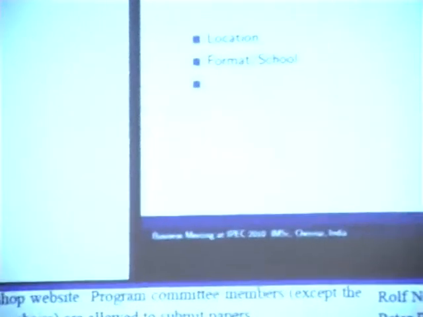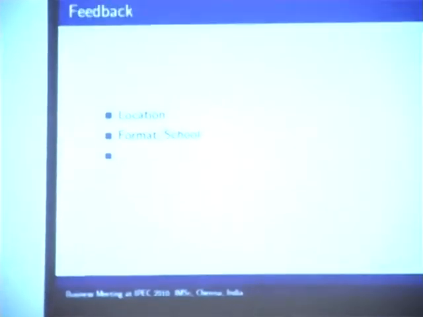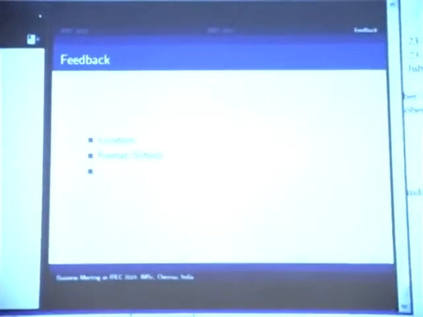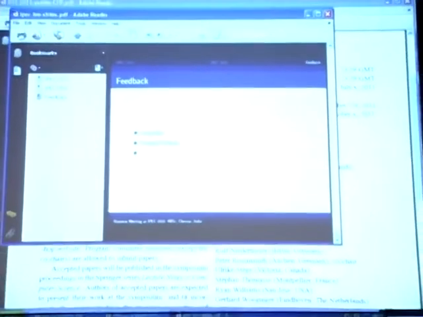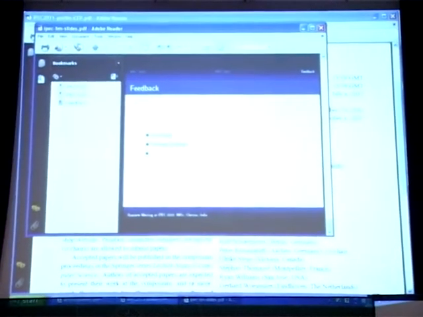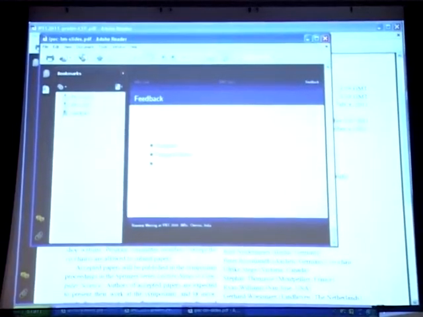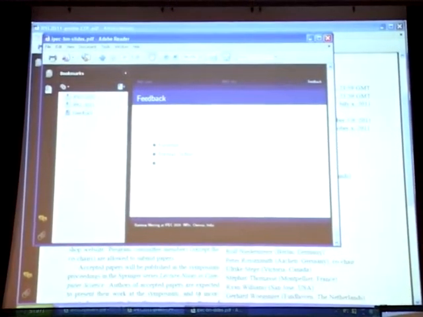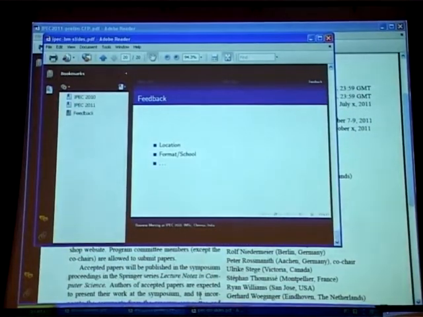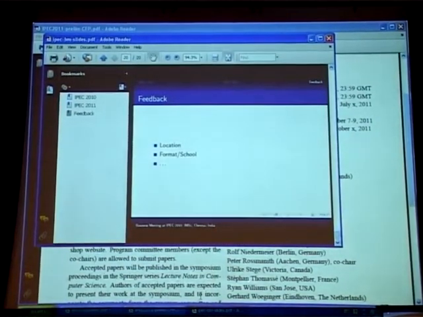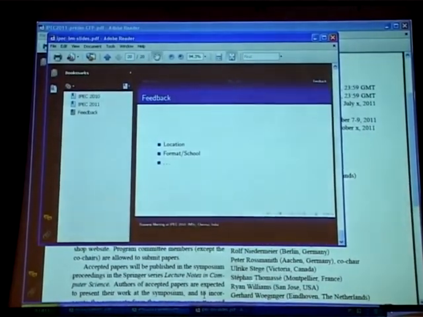Now the floor is open for anybody who has any comments on anything. 2012 is still being discussed. There's one school of thought, which is that every other year we co-locate with ESA, and in the alternate years it goes around to some international location. These are some thoughts of the steering committee, but we're open for any comments or discussion. Anybody have anything?